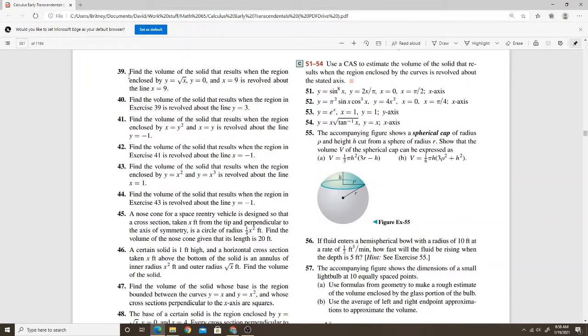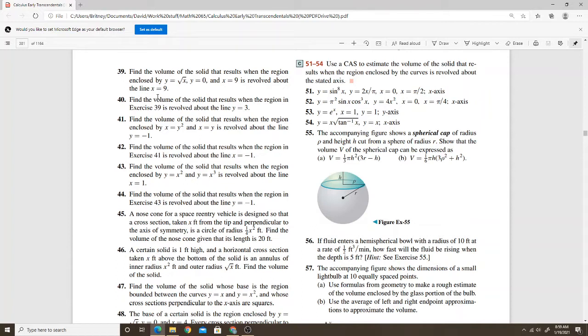Okay, so I wanted to go over 6.2 number 39. It's this problem right here. It says find the volume of the solid that results when the region enclosed by y equals square root of x, y equals 0, and x equals 9 is revolved about the line y equals 9. Okay, so y equals square root x, y equals 0, and x equals 9.